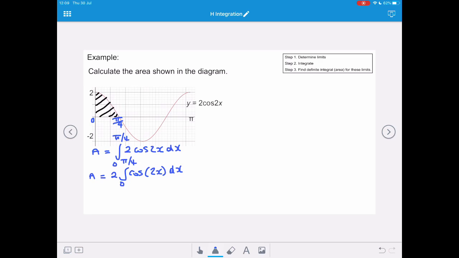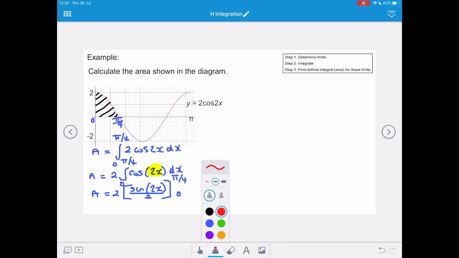Now, cos 2x is a composite function, so remember when we're integrating a composite function we need to divide by the derivative of the bracket. So our area is going to be 2 multiplied by, and we open our squared brackets, cos goes to sine of 2x because the bracket doesn't change, we're dividing by 2, and our limits are pi over 4 and 0.